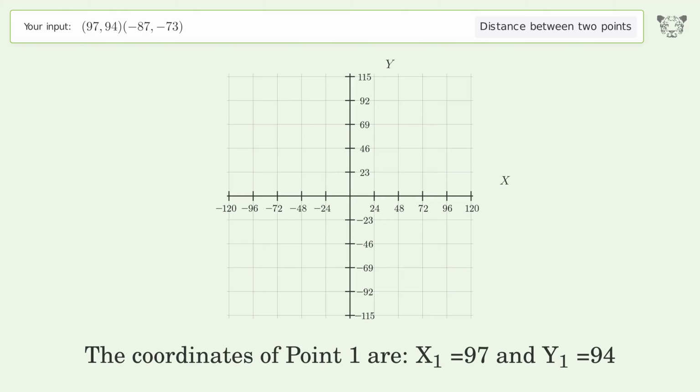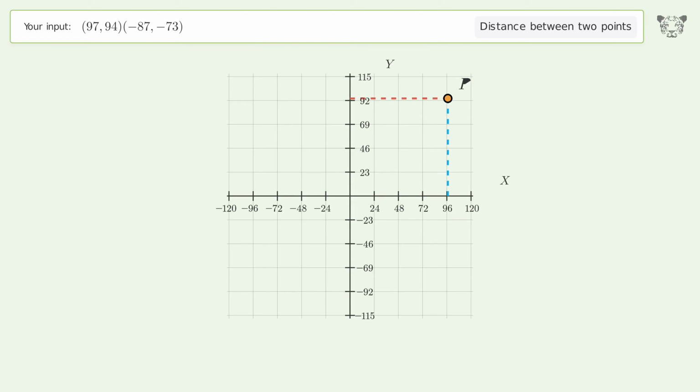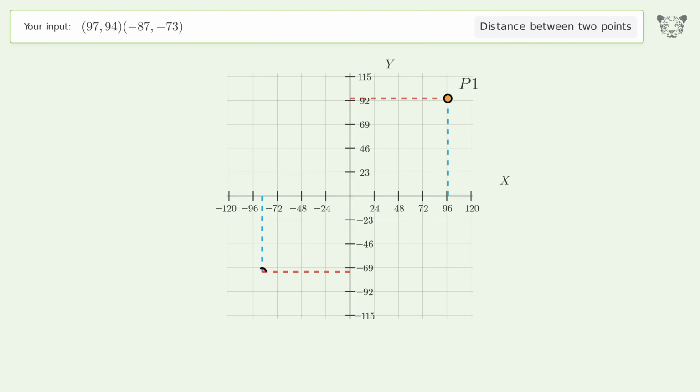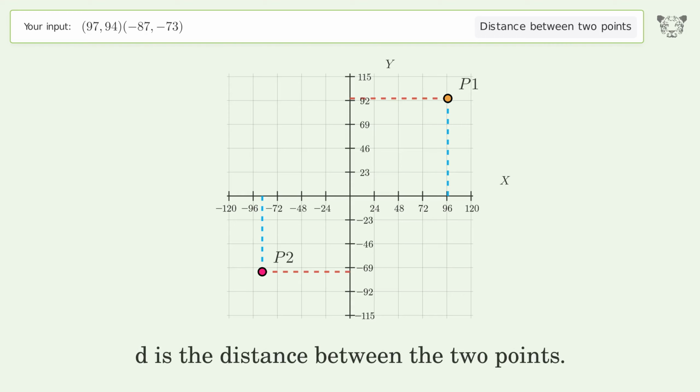The coordinates of point 1 are x1 equals 97 and y1 equals 94. The coordinates of point 2 are x2 equals negative 87 and y2 equals negative 73. D is the distance between the 2 points.